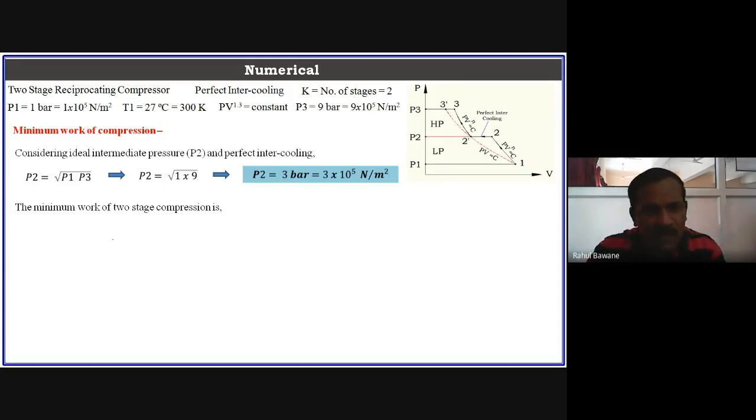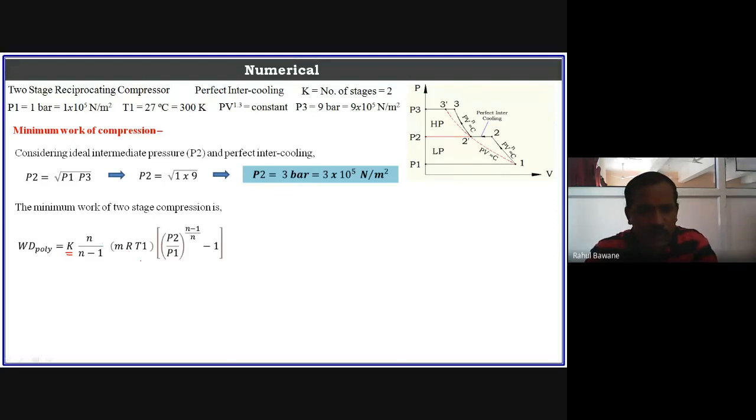Now, minimum work for two-stage compression. So we know the number of stages, so K will be 2. So we are replacing K by 2. The remaining formula is a regular formula where we have to put the pressure ratio P2 upon P1. m is not given. R is the characteristic gas constant, a standard value.